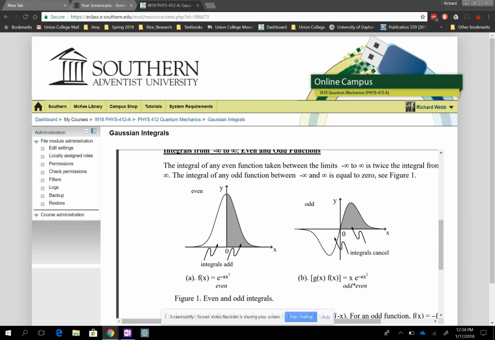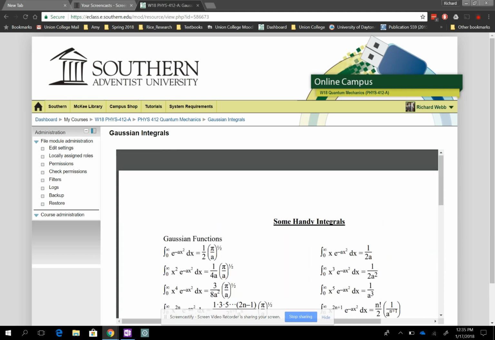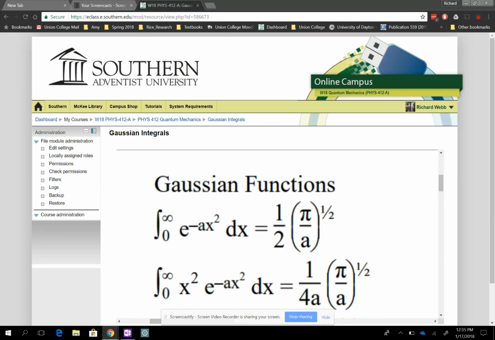If it's an odd function, you would get 0 for your integral from minus infinity to plus infinity. You don't even have to do it. If it's an integral of an odd function over symmetric limits, it's going to be 0. So we just have to remember this.